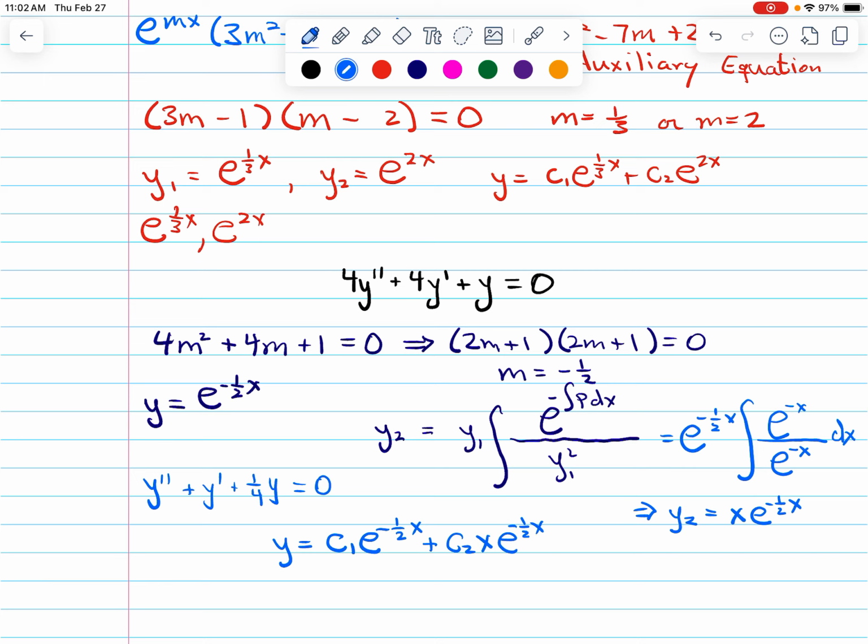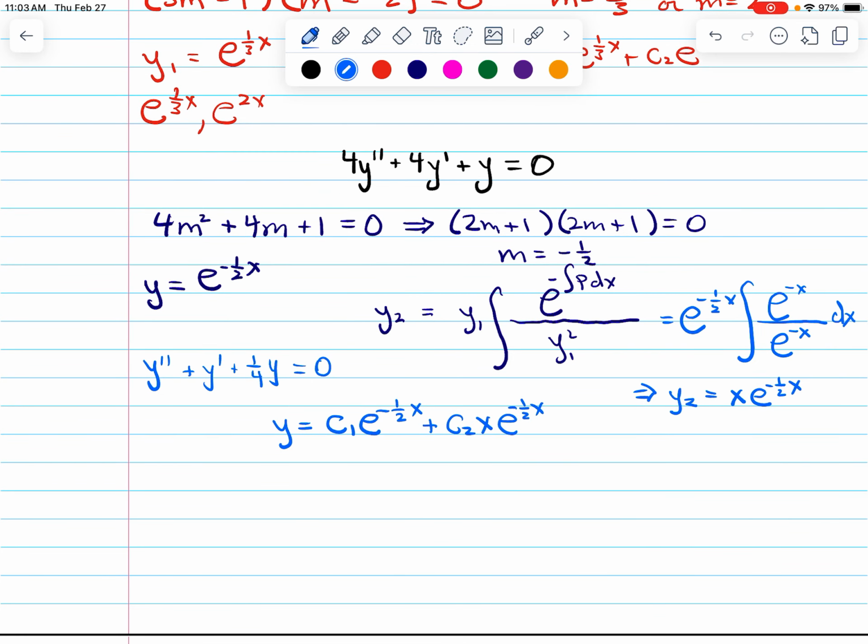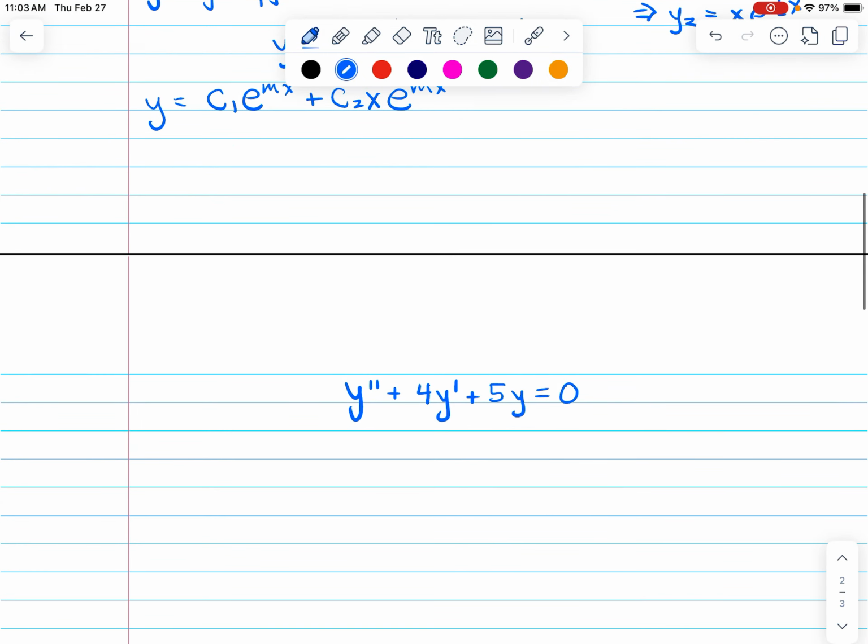Now notice, this is what you do when you have a repeated solution like this. In other words, doing this method, I was only able to get one solution out. So I can go back and find the other solution this way. But you don't have to go through this process every time. If you've got one solution, let's suppose you've got e to the mx, then the next solution, or the next part of this, is going to be x e to the mx. So you just put an x in front of it.